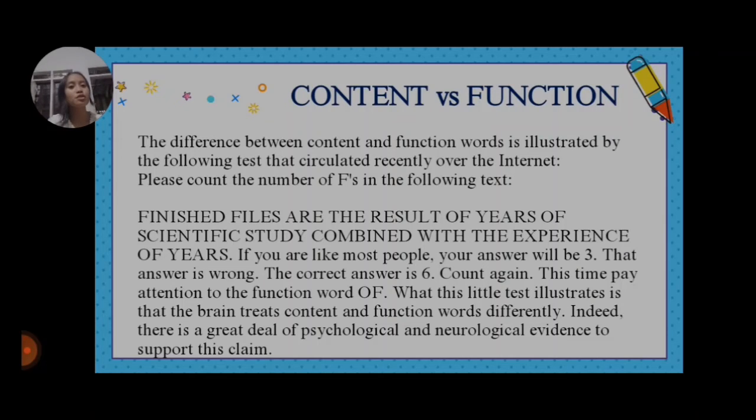The difference between content words and function words is illustrated by the following test that circulated recently over the internet. Please count the number of Fs in the following text. Finished files are the result of years of scientific study combined with the experience of years. If you're like most people, your answer will be 3. But that answer is wrong. The correct answer is 6. Count again. This time, pay attention to the function word of.